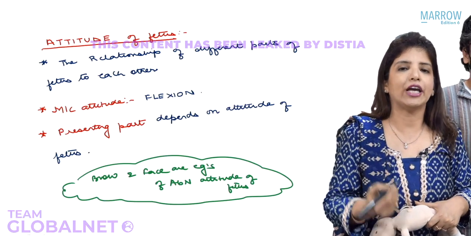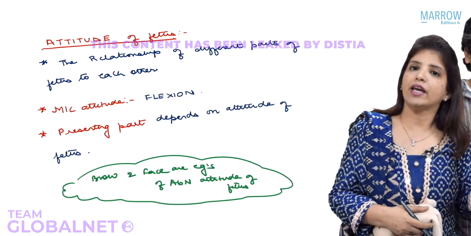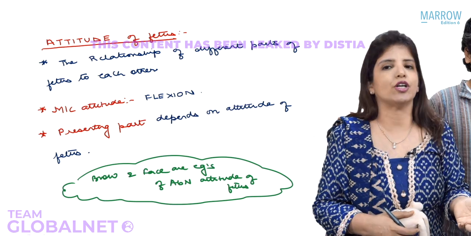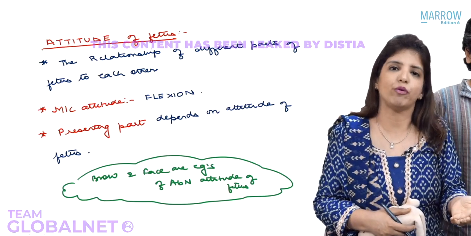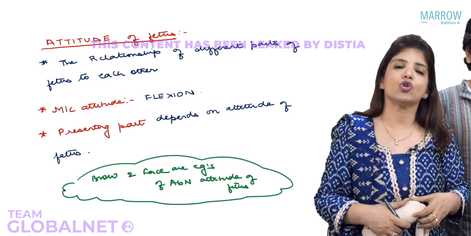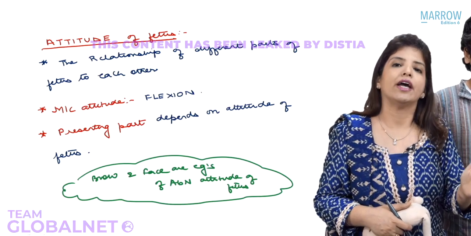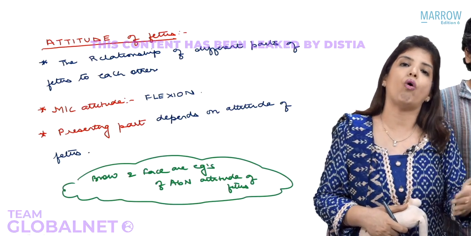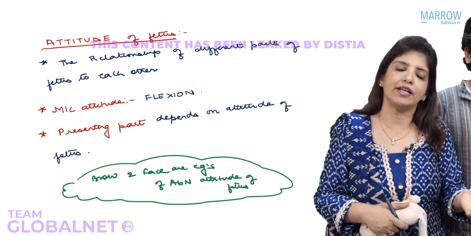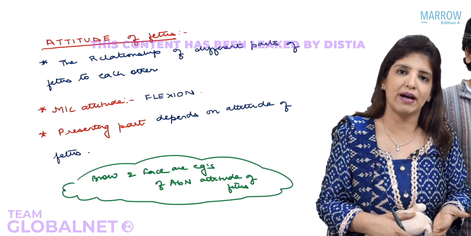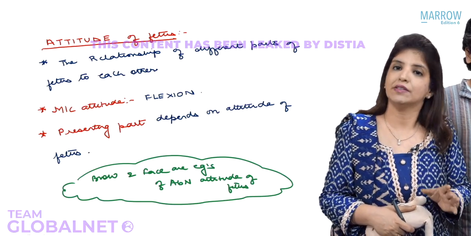Because in brow, the engaging diameter is mentovertical diameter, which is 14 centimeters. In case of vertex, what was the engaging diameter? It was SOB, suboccipitobregmatic, that was 9.5 centimeters. In case of deflexed head, although it is vertex, what is the engaging diameter? Engaging diameter is occipitofrontal or suboccipitofrontal. And in case of face, what is the engaging diameter? In case of face, it is submentobregmatic or submentovertical. That all we have done when we did fetal skull, right?